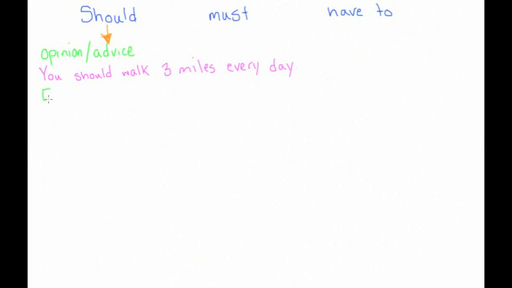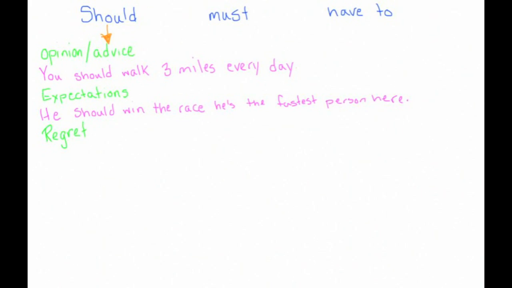We also use should for expectations. So for example, he should win the race. He's the fastest person here. So we expect him to win. And we use it for regret. I should have trained more for the race.